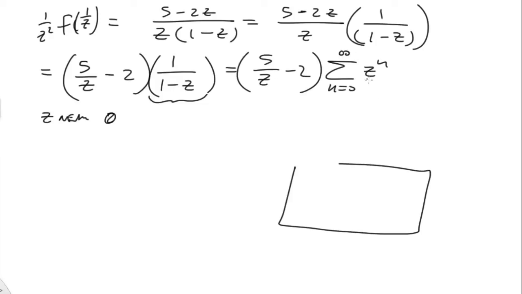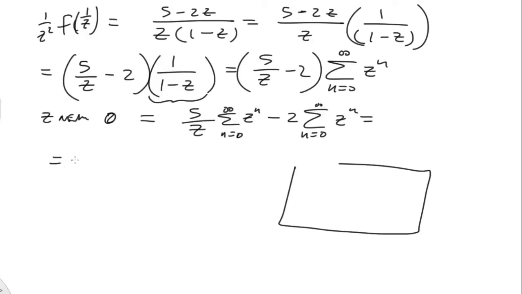Then the next thing I have to do is just multiply these in. And I see there's a 5 over z times the sum z to the n, n equals 0 to infinity, and then also a minus 2 sum n equals 0 to infinity of z to the n. And what I'm looking for, of course, is what the coefficient is for the 1 over z term. That's what I'm looking for here. So I'm just seeing if I can pick it out of the lineup, so to speak.